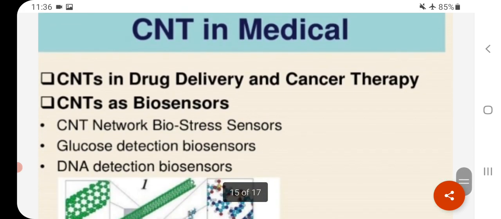Carbon nanotubes in medicine. Carbon nanotubes in drug delivery and cancer therapy. Carbon nanotubes as biosensors. Carbon nanotube network biostress sensors. Glucose detection biosensors. DNA detection biosensors.